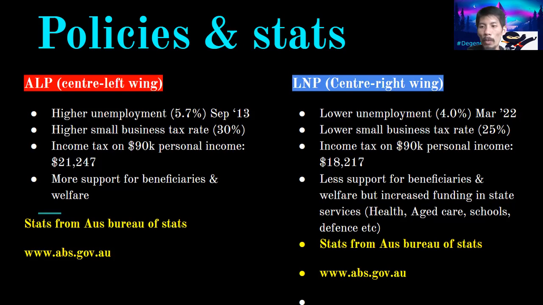Aged care funding was also less for Labor, 13.3 billion back in 2013. Currently, LNP spent 29.8 billion on aged care funding. And schools funding, Labor spent less, 13.7 billion back in 2014 compared to 25.3 billion in the current year, 2022, under LNP. So that's just some statistics and policies in a nutshell.